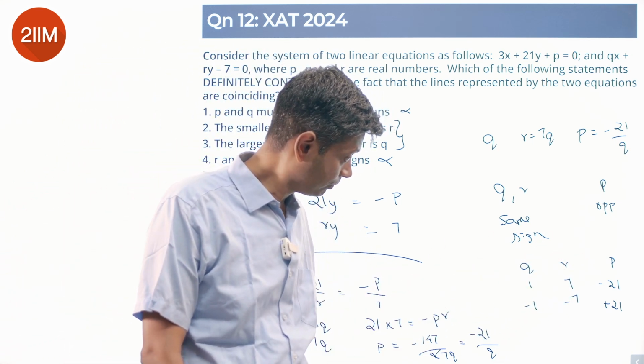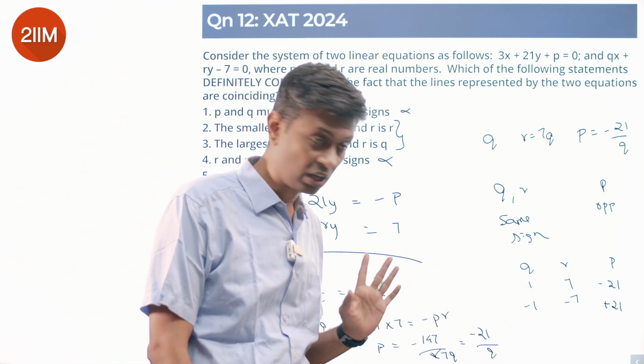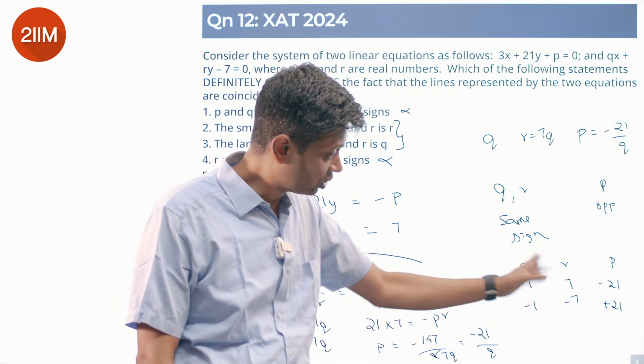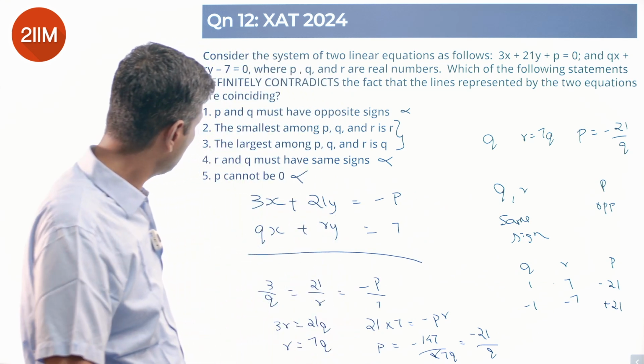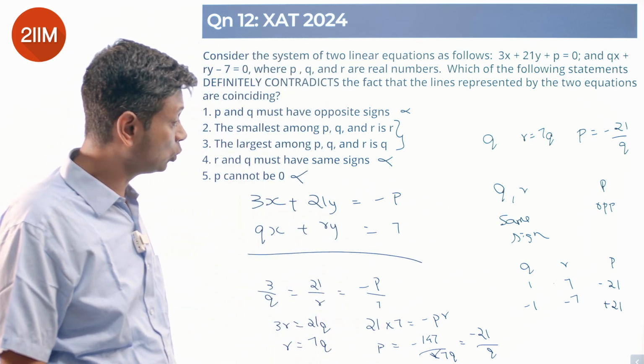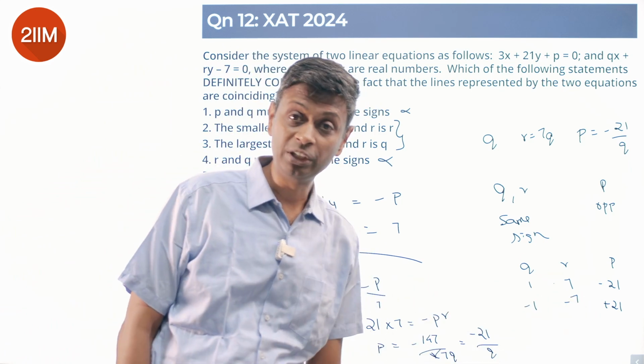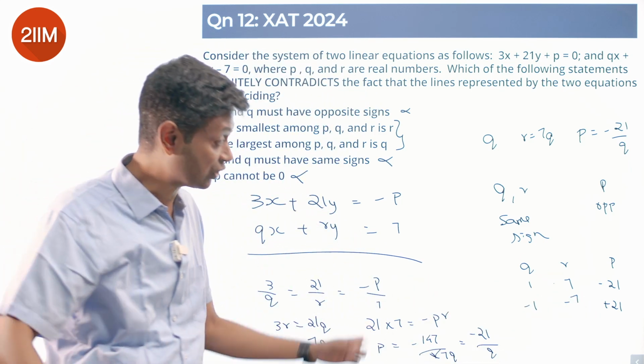Smallest is not R. In this case, the smallest is R. The smallest could be R and the smallest need not be R. The largest among P, Q and R is Q. Here the largest is R, here the largest is P. Q cannot be the largest.